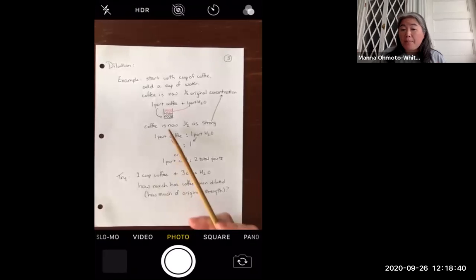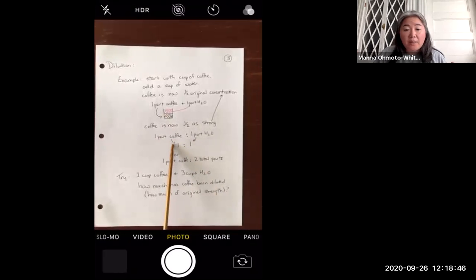It's a concentrated thing meant to be diluted, and they'll tell you how much it needs to be diluted. So one way to think about this is if I have 1 part coffee and 1 part water, then it's a 1-to-1 ratio. My coffee is now half as strong. The way that it's half is that I have my 1 part coffee in 2 total parts, right? So my 2 total parts are 1 part coffee and my 1 part water. So now I only have that 1 part of coffee in 2 total parts, which is half as strong.